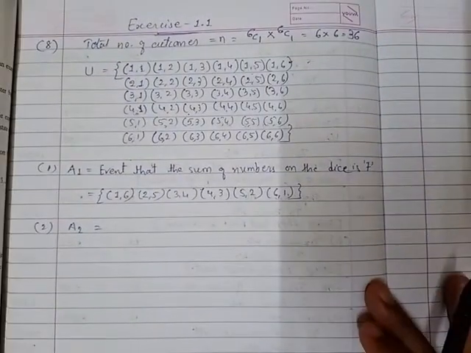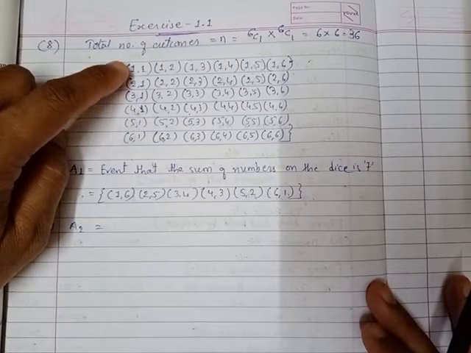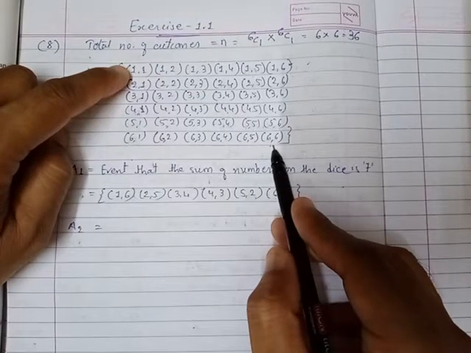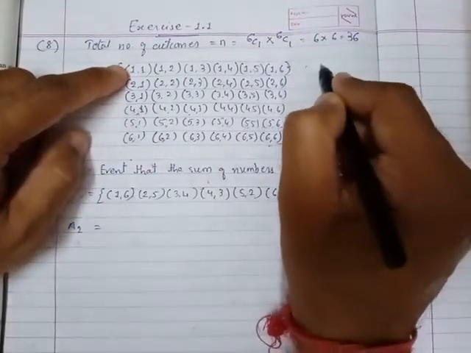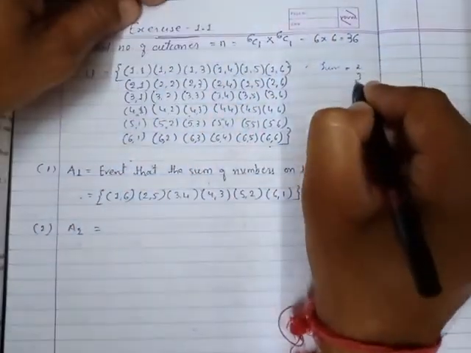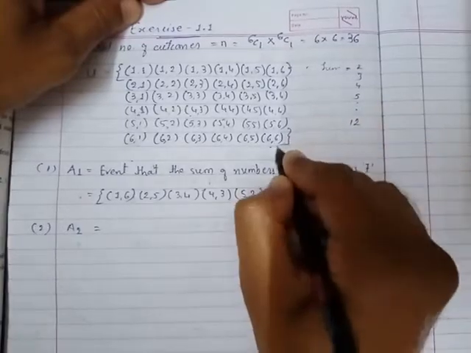But you can see the minimum total on the dice we can get is 2, and the maximum total is how much? 12. Okay, this is the total we get. Sum minimum is 2, then 3, 4, 5, up to the maximum total we get, which is 12.